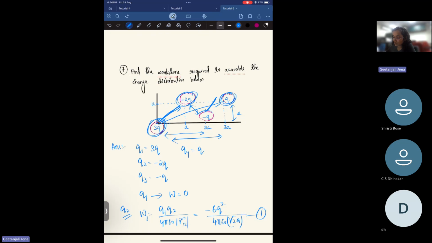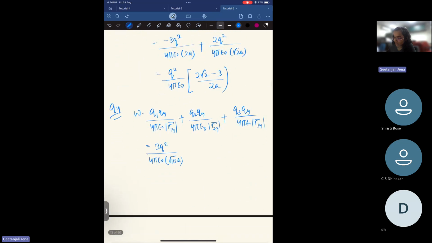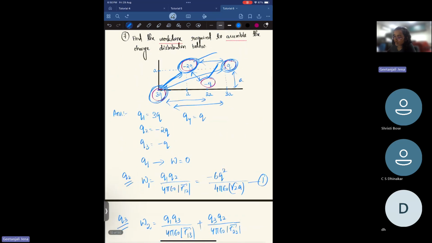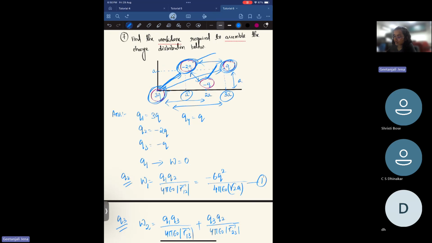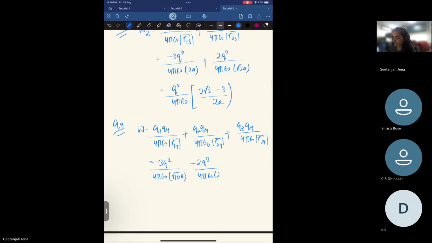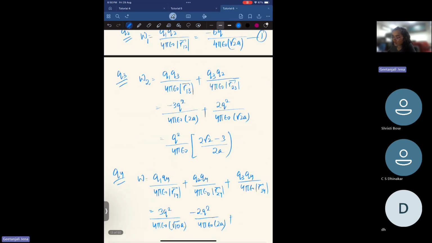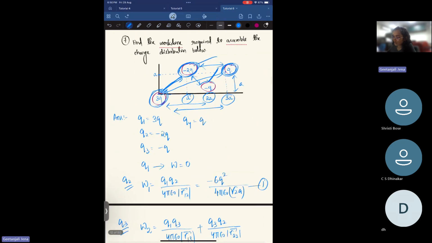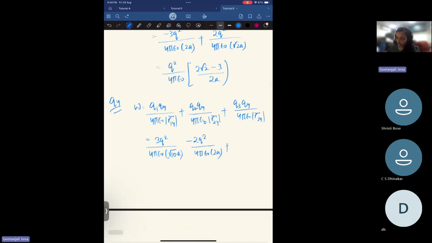Q2, sorry, Q2 Q4, this distance is a. So it will give minus 2Q square by 4 pi epsilon naught a. What is the distance? Sorry, distance is 2a. This is at a, this is 3, so 2a. And Q3, Q4, this is at a distance root 2 a. So it will be minus Q square by 4 pi epsilon naught root 2 a.